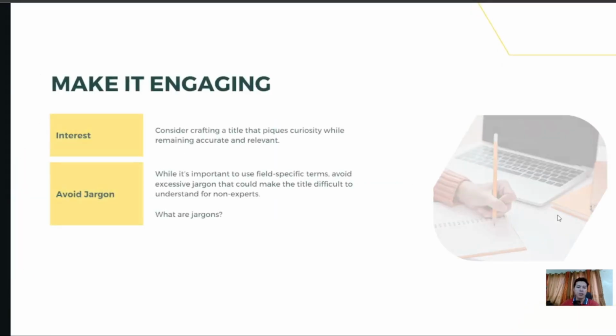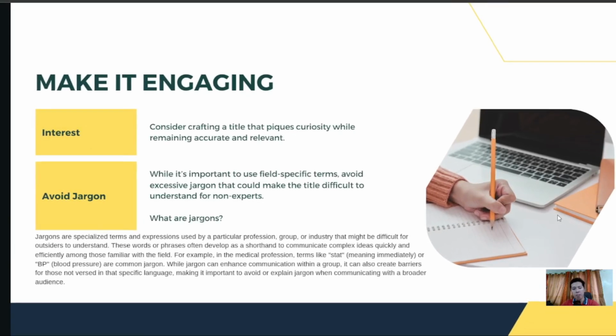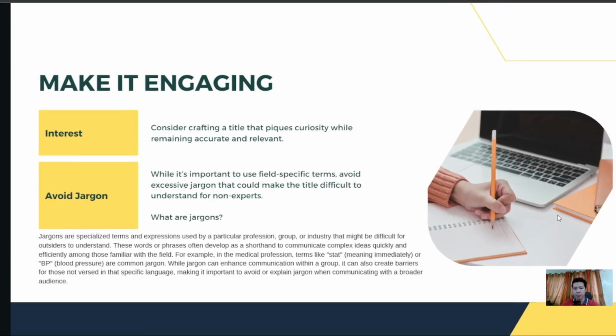Next is make it engaging, meaning keep the words used interesting. Consider drafting a title that piques curiosity while remaining accurate and relevant. While it's important to use field specific terms, avoid excessive jargon that could make the title difficult to understand for non experts. Now, what are jargons?